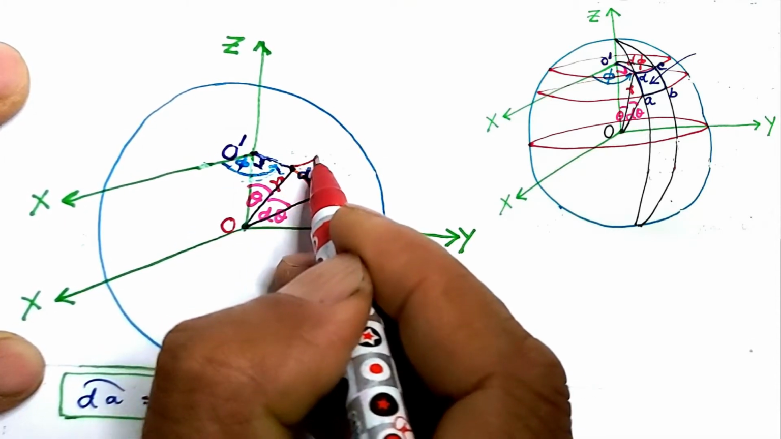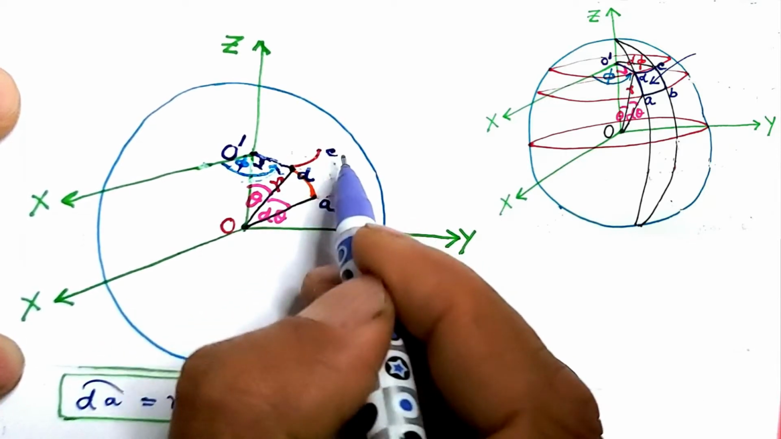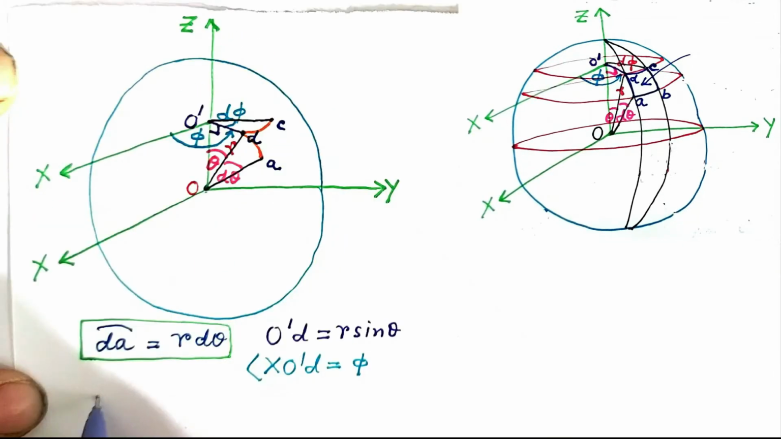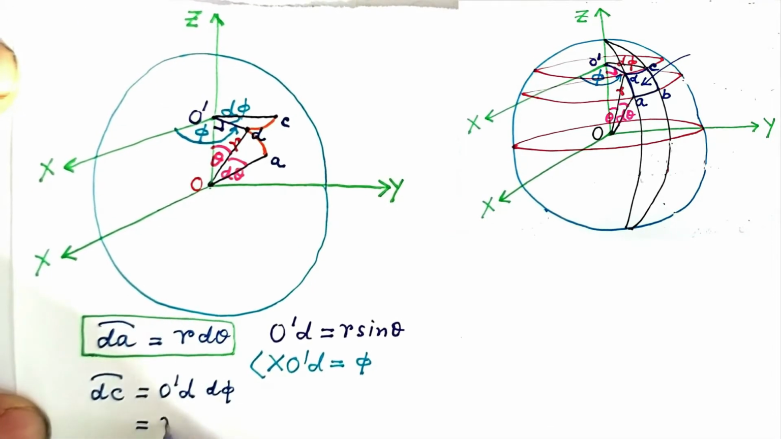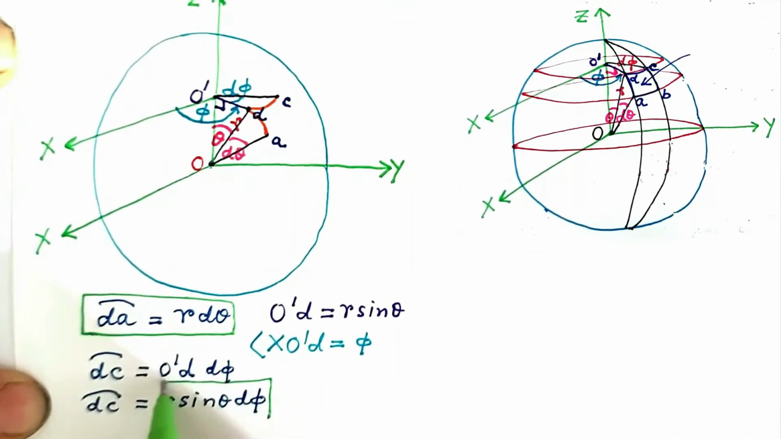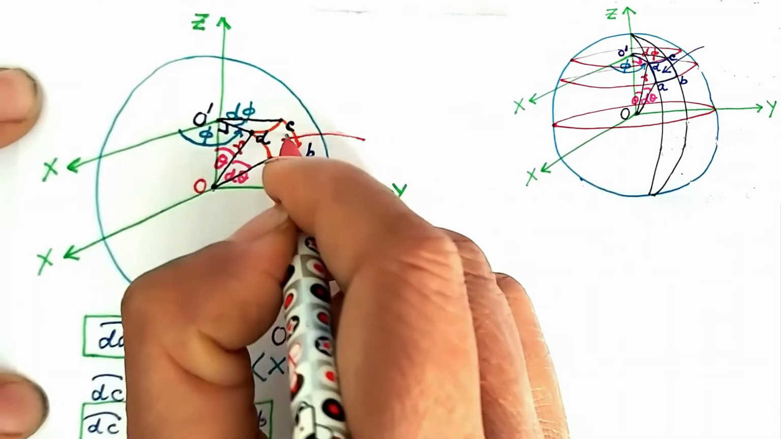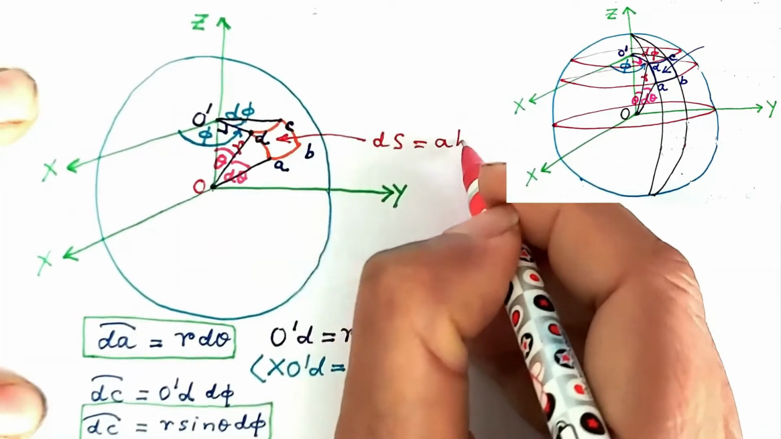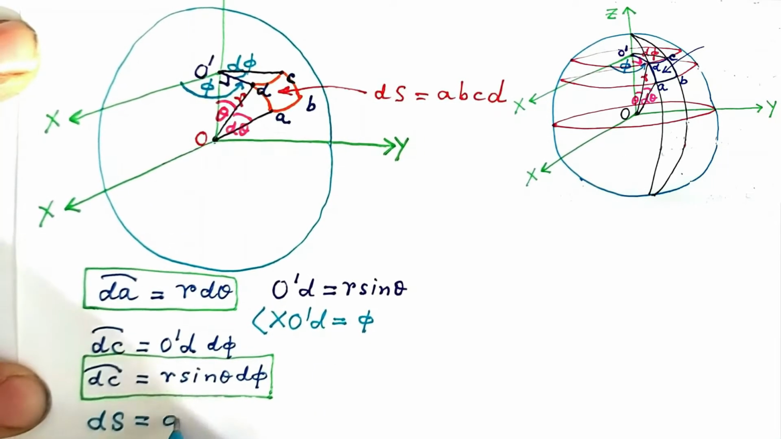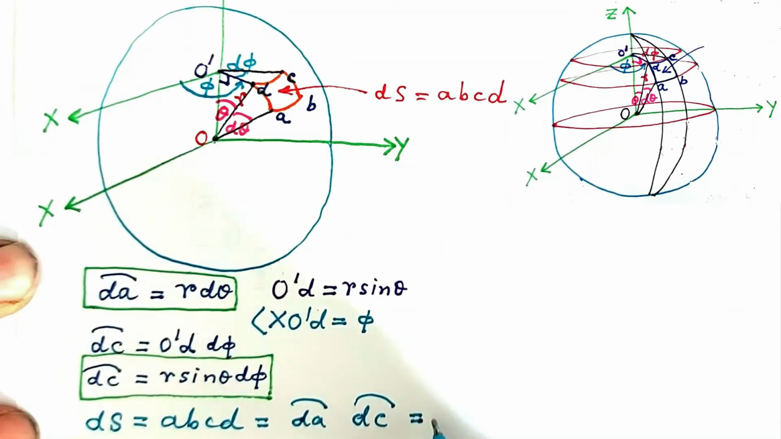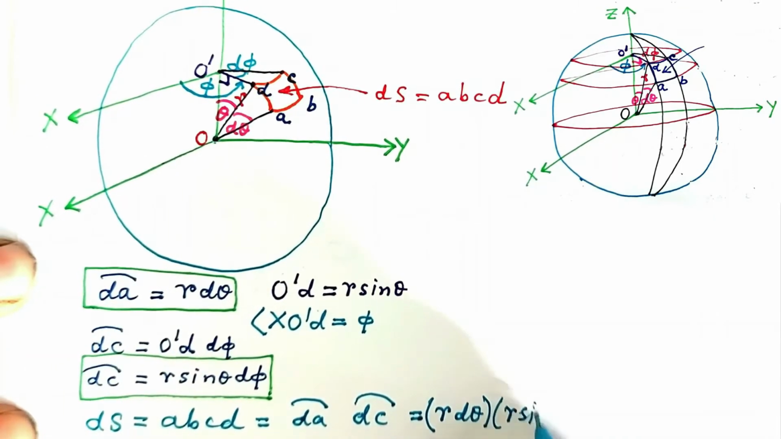Let us next draw this arc from D, call it DC, lying in a plane parallel to XY plane, and this elementary angle created by the elemental arc DC is d phi. The length of arc DC is O'D d phi. This is equal to R sine theta d phi. Let us draw the arcs AB and then CB. This generates the surface element dS, which is ABCD. So what is the area element dS? It is arc DA into arc DC. Let us put their values to get R d theta into R sine theta d phi.